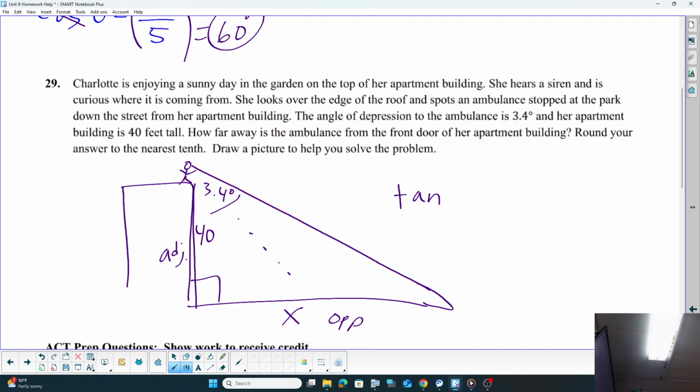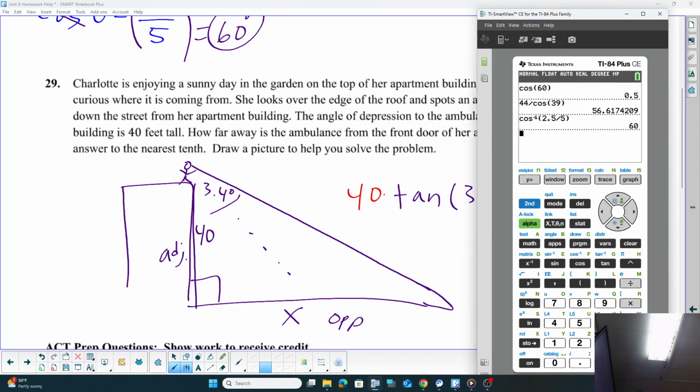So we're going to go tangent of 3.4 is equal to opposite over adjacent. And that's x over 3.4. No, that's x over 40 because it's opposite over adjacent. So you're simply just going to multiply that 40 to the other side and plug it in your calculator. Now we're just going to plug that into our calculator and wish upon a star.